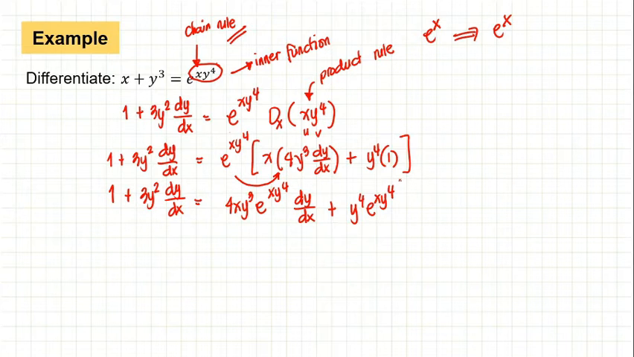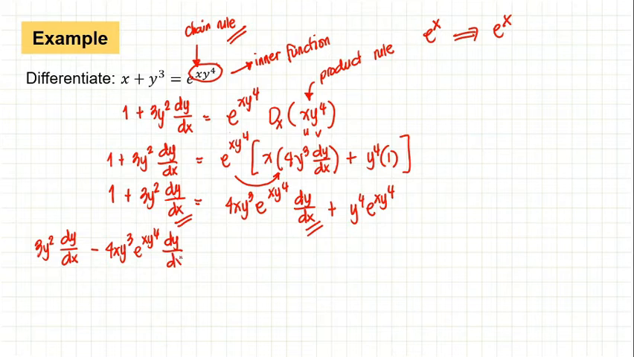Then after that, ipagsama nyo lahat yung may dy over dx. So as you can see, itong dalawang terms ang may dy over dx. So itong term na to, ilalagay natin sa left-hand side at si 1 ilalagay natin sa right-hand side. So we will have 3y squared dy over dx minus, so magiging minus yan, 4xy to the power of 3 e raised to xy to the power of 4 dy over dx equal to y to the power of 4 e raised to xy to the power of 4 minus 1.